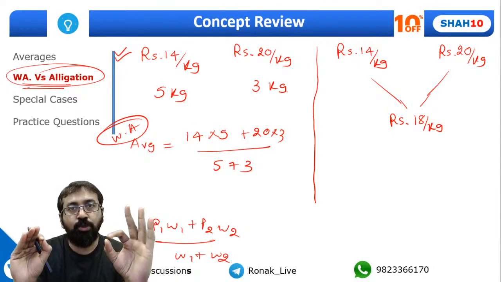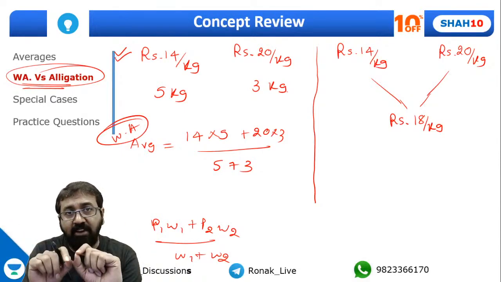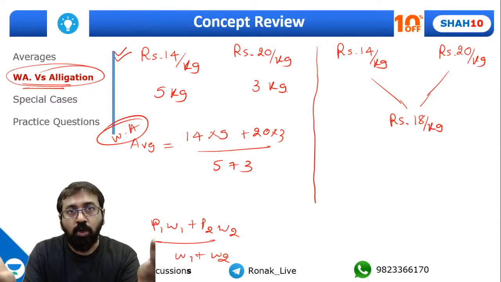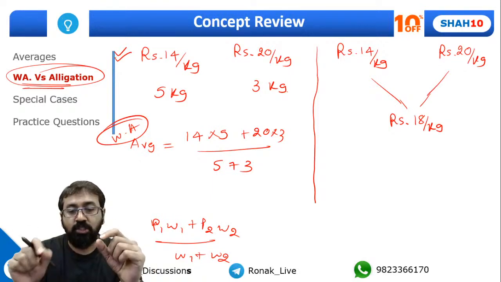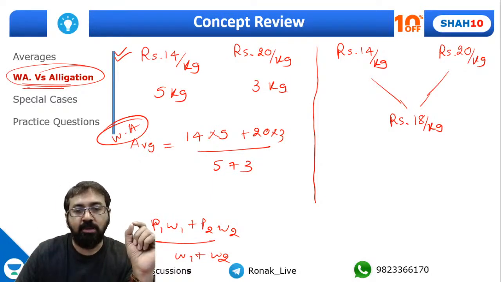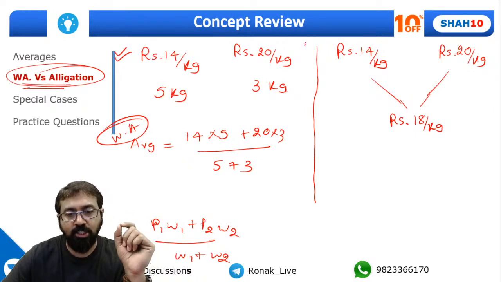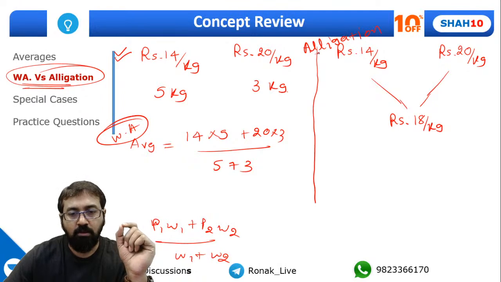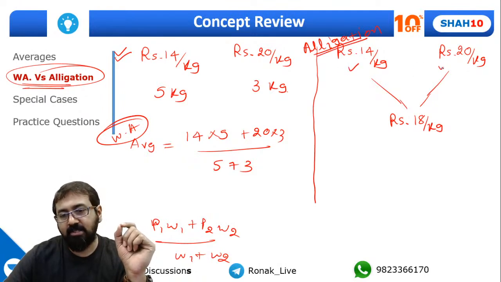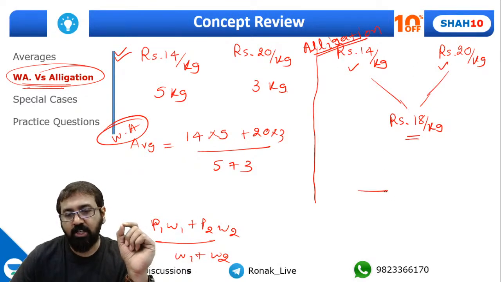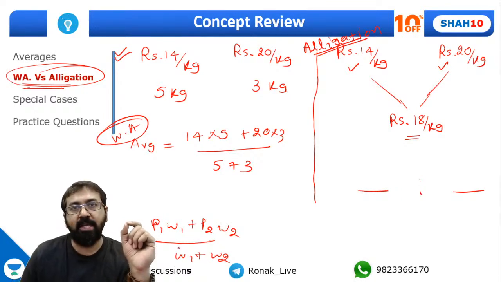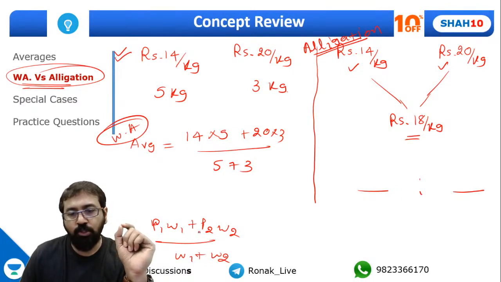So in such situation where we know the prices, we know the average, and we want to find out in what quantity should we mix them, what is the ratio in which we should mix them so that the average comes out to be this, we use something called rule of allegation. So in this situation we use rule of allegation, right? So you know prices, you know average, and you want to find out the ratio in which you should mix these two. So that's where we use rule of allegation.